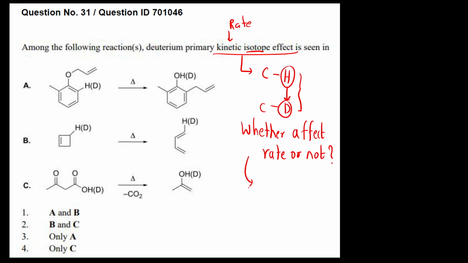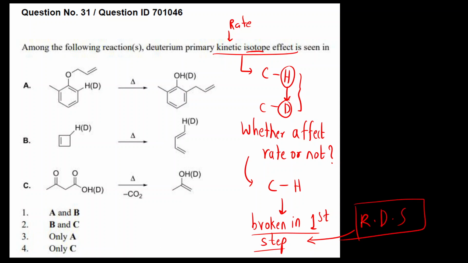What is the answer for this? We have to check whichever CH bond is mentioned, whether it is getting broken in the first step or not. Why am I saying this? Because this is the rate determining step. This will determine the rate of the reaction. If it is broken, then it will show primary kinetic isotope effect. And if it does not break, it will not show the isotope effect. Okay, rate determining step.